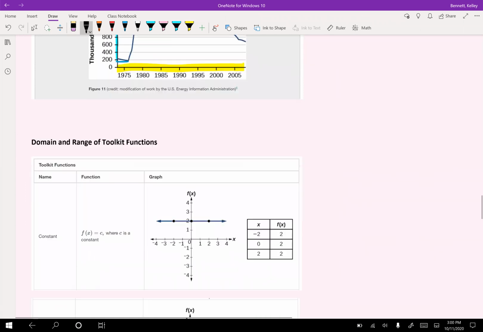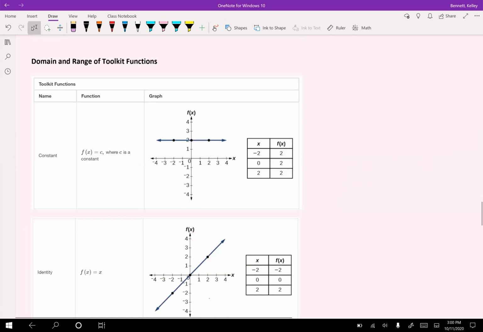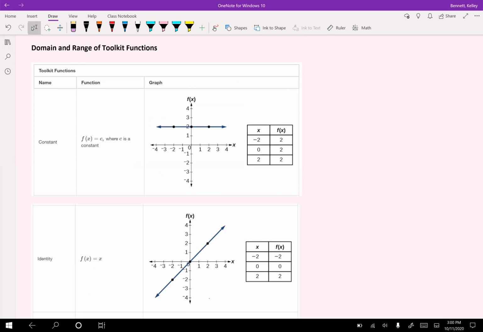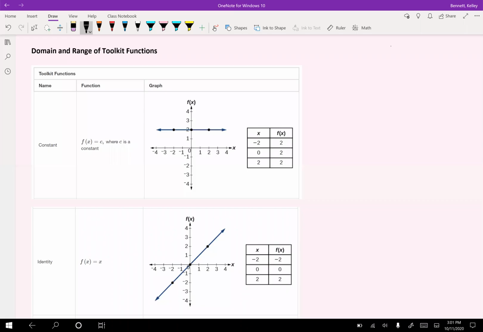All right, so next we have a bunch of toolkit functions, and we want to determine the domain and range for each one. So in the first example, we have a constant function. So here, this is the line y equals 2.